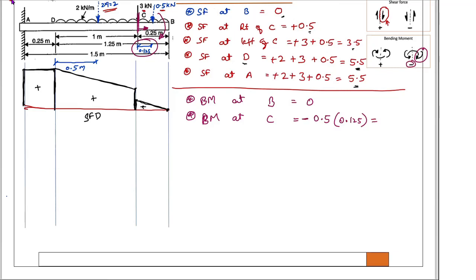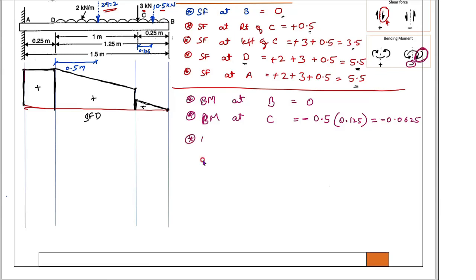The answer is 0.5 into 0.125. This is 0.0625. 0.0625 is a negative moment. Right? Over. Now we will rub those things which are not required. Okay. Now we'll go to this, C point is over, D point next.